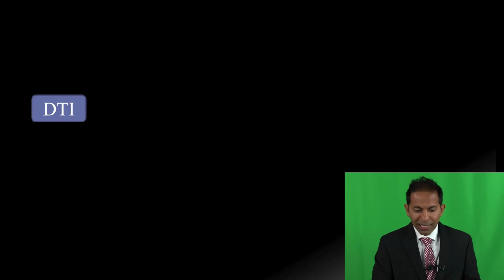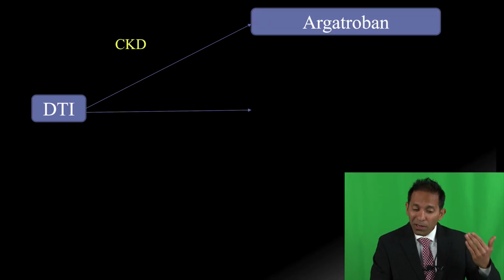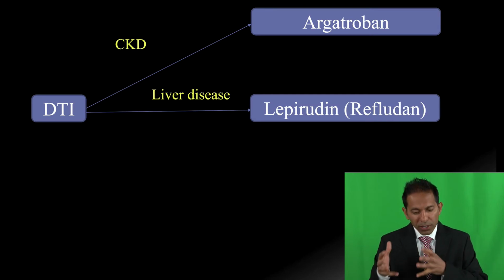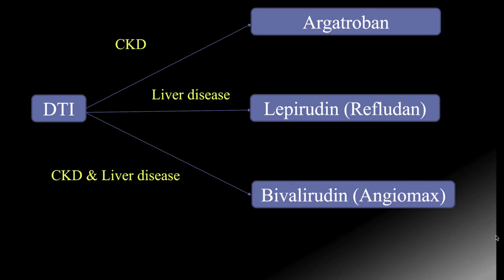So let's talk about direct thrombin inhibitors. There are 3 direct thrombin inhibitors which we can use for these patients. Number 1, if the patient has CKD, we can give them argatroban. If they have liver disease, you can give them lepirudin. And if they have both CKD and liver disease, you can give them bivalirudin, which is Angiomax.